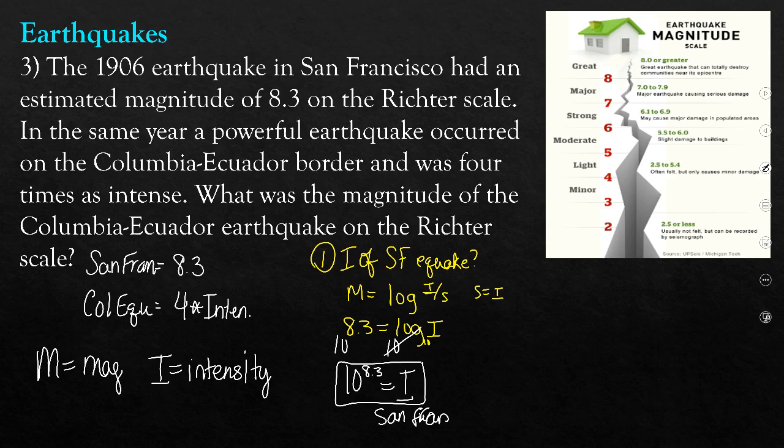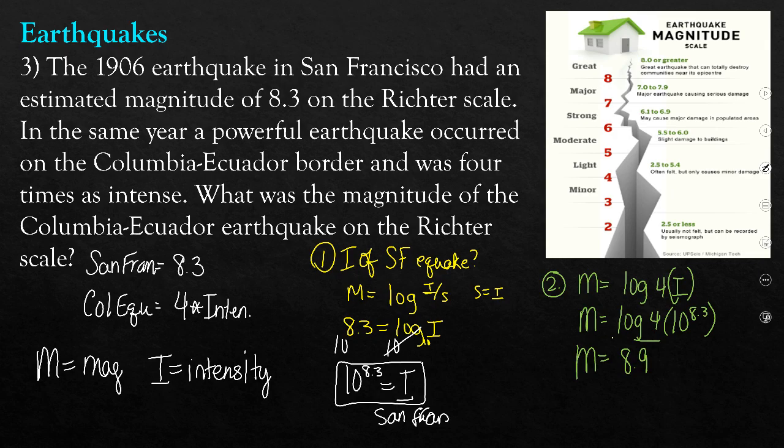All right, next thing that we need to do is determine the magnitude of the Colombia-Ecuador earthquake. So our magnitude is going to be log of 4 multiplied by the intensity. It's 4 times the original intensity of the San Fran quake. So this is going to be log of 4 multiplied by 10 to the power of 8.3. Type all of this into your calculator and you get a magnitude of 8.9. And again, that is for the Colombia-Ecuador earthquake.